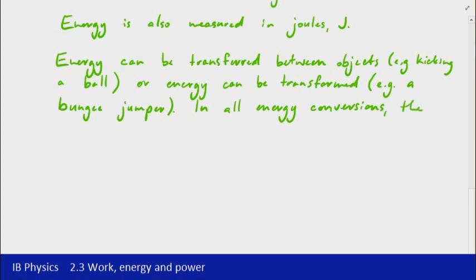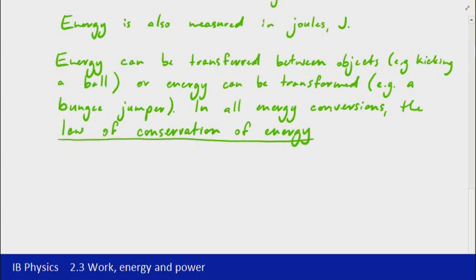Now, in all energy conversions, the law of conservation of energy applies. That basically states the following. It's a fairly important law in physics, and there are a couple of different ways to think of it. The first is that energy cannot be created or destroyed. And as we've just said, it can be transferred or transformed. Usually the way that this will be defined is something like energy cannot be created or destroyed, it can only be transferred or transformed. I won't bother writing that again since we've already jotted those notes down.